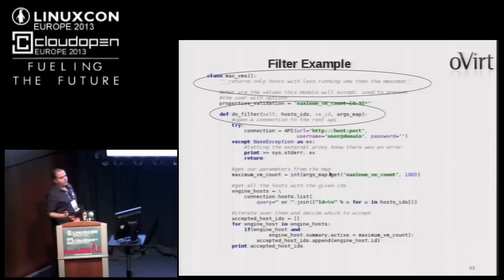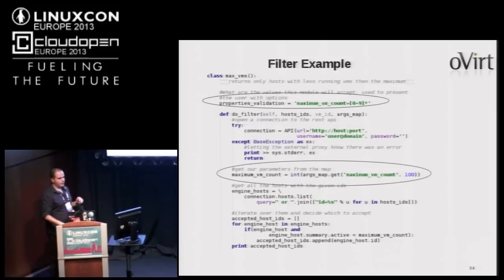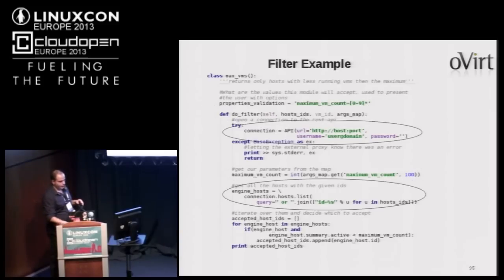So what I need to do, basically, if you don't look at the code for a second, is to go over all the hosts, identify the ones running more than the maximum number of VMs, and filter them out. That's the only thing I need to do. So I use the API in order to do that. I construct, like we saw earlier in the SDK section, a connection to the API, giving the username, the password, and the URL.